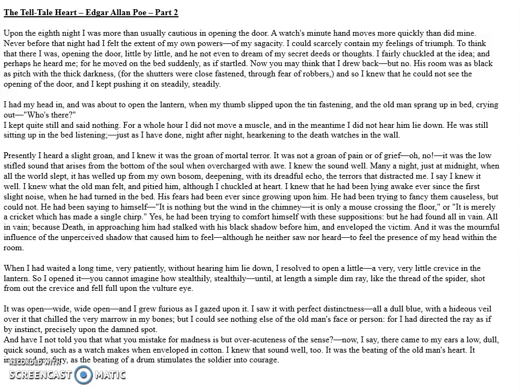It was open, wide open, and I grew furious as I gazed upon it. I saw it with perfect distinctness, all a dull blue with a hideous veil over it that chilled the very marrow in my bones. But I could see nothing else of the old man's face or person, for I had directed the ray as if by instinct precisely upon the damned spot. And have I not told you that what you mistake for madness is but over-acuteness of the sense?